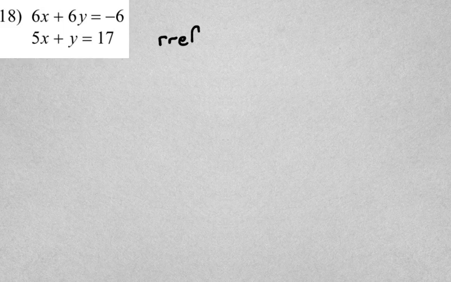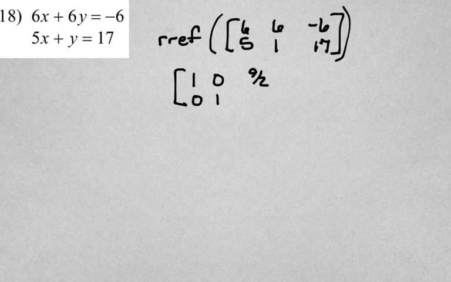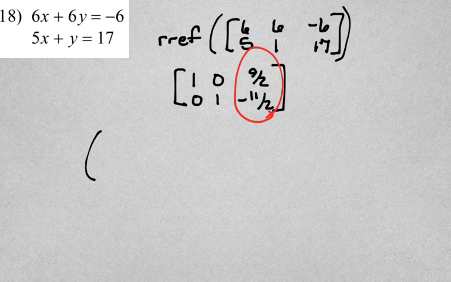Reduced row echelon form. Open parenthesis. 6, 6, -6. 5, 1, 17. And when I type that in, I get a 1, 0, 9 halves, 0, 1, negative 11 halves. And so my ordered pair, again, comes from this last column. And it's positive 9 halves for my x and a negative 11 halves for my y.